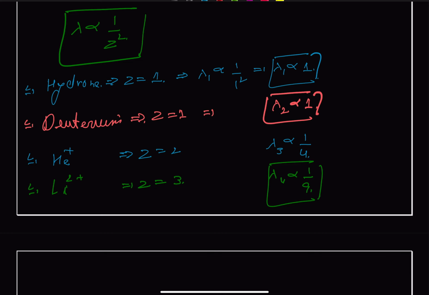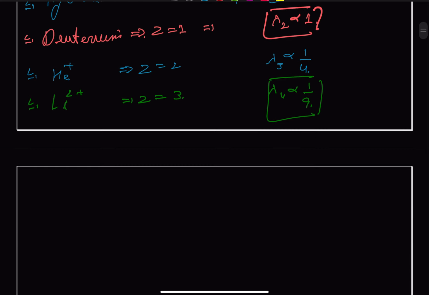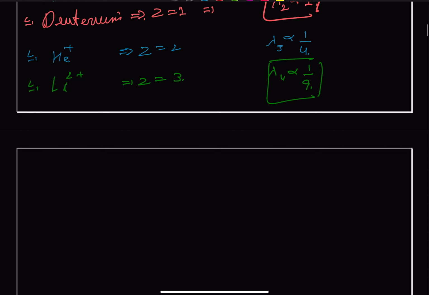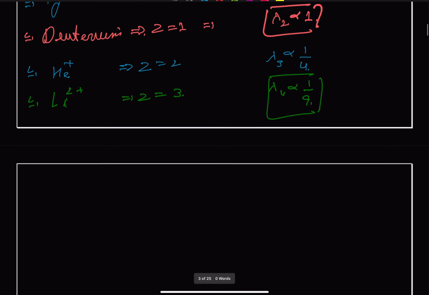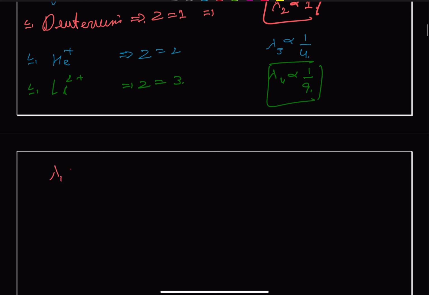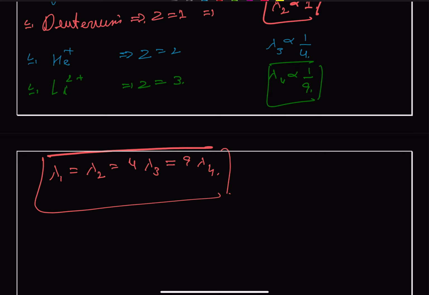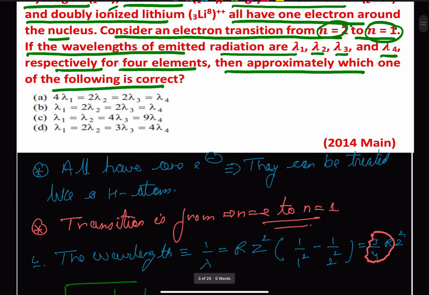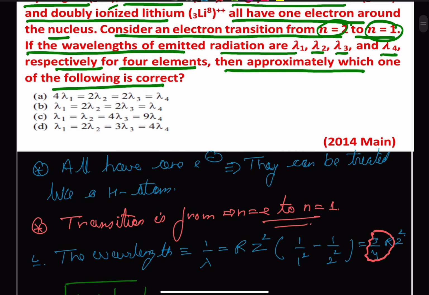Therefore, we can write the relationship between lambda 1, lambda 2, lambda 3 and lambda 4, and this relationship can be written as lambda 1 is equal to lambda 2 is equal to 4 times lambda 3 and is equal to 9 times lambda 4. So therefore, you can say option C is correct.